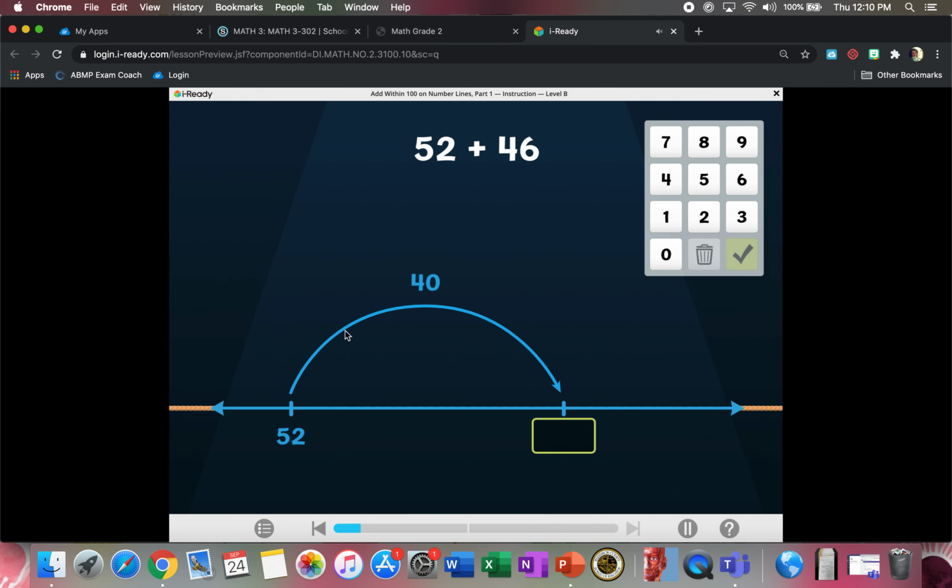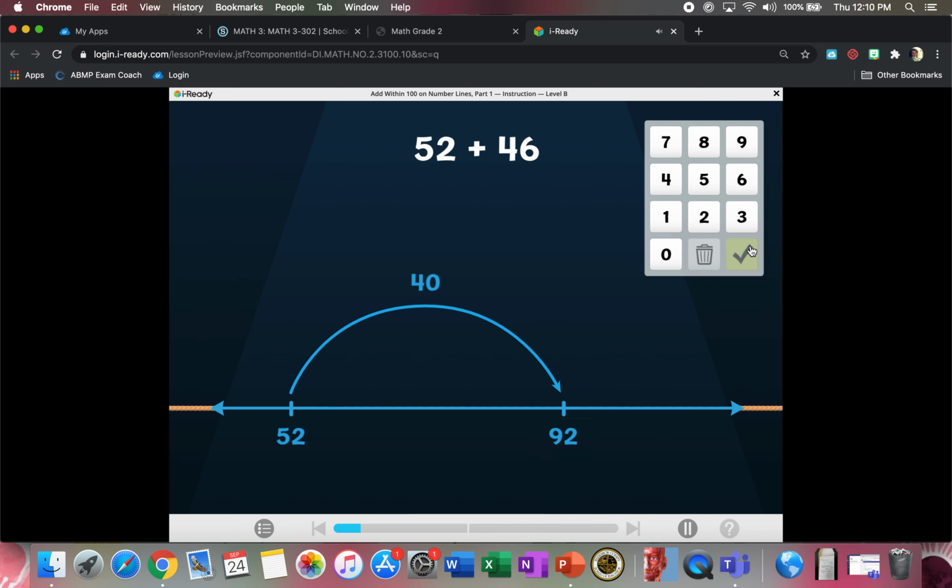So 52 plus 40. I'm going to be looking at my 5 and my 4 because that's my tens place. So 52 plus 40 would give me, the only thing that's going to change is the tens place, so it would give me 92.